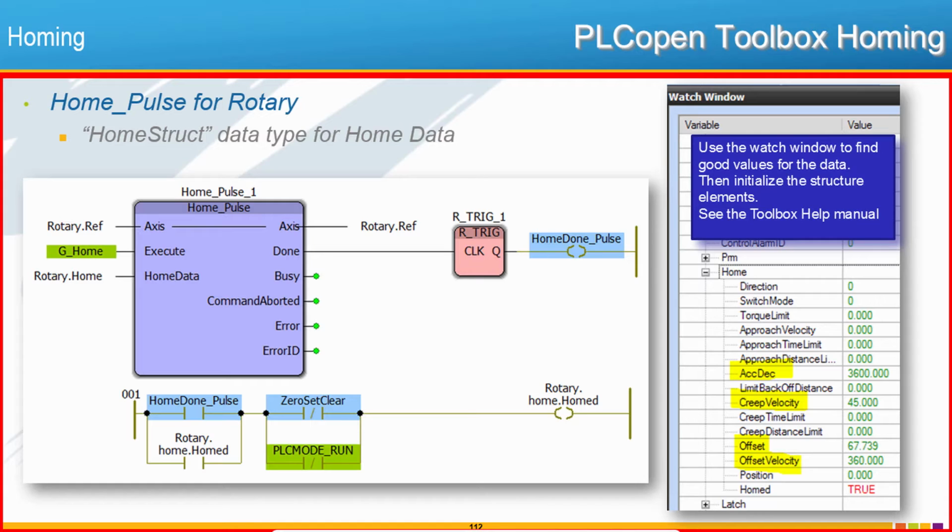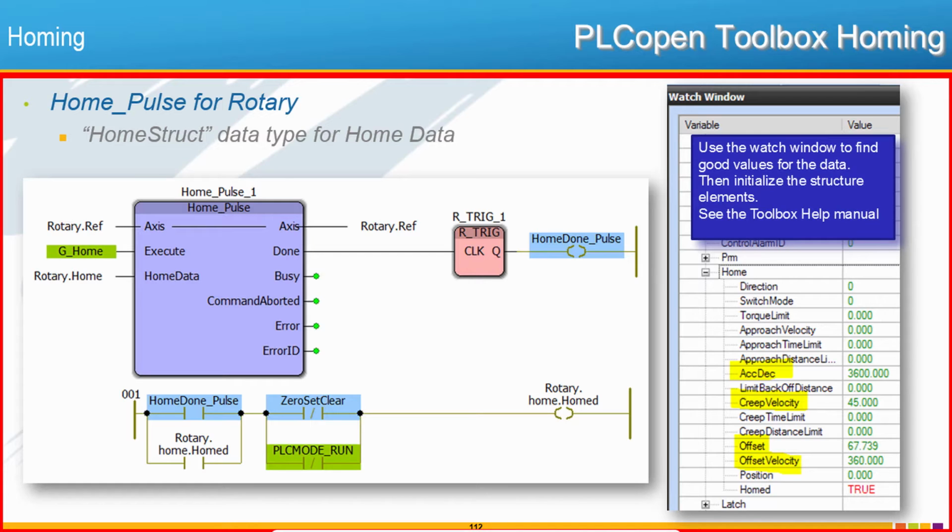And then if for an arbitrary reason you need to reset that home status, you can do so. Or we're using a system variable called PLC mode run. And this means whenever the PLC is not running, it will reset that homed status. Otherwise, this will lock in the homed bit with this seal-in circuit. You can use this status then to prohibit motion elsewhere in your program until the axis has been properly homed.